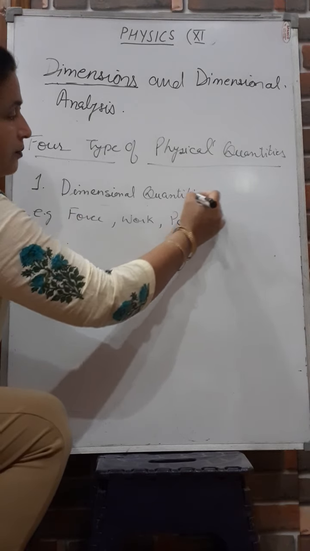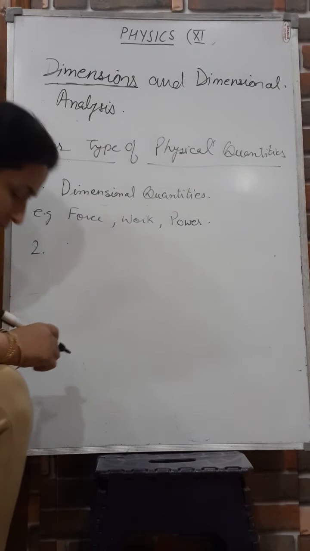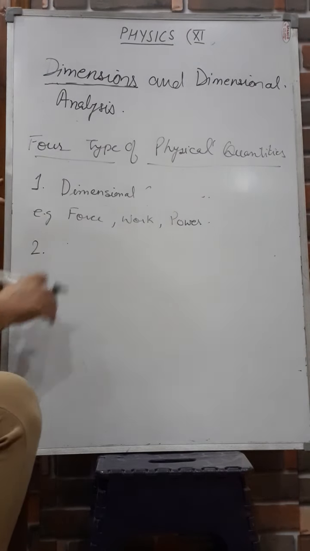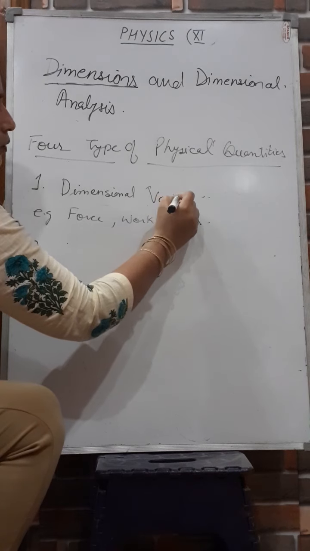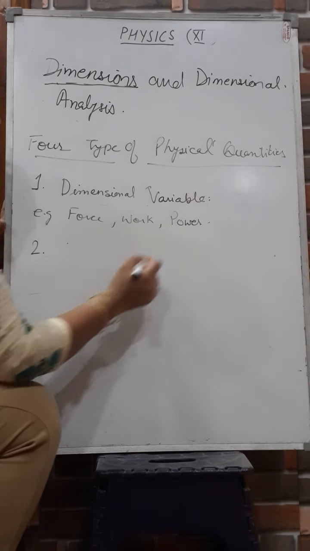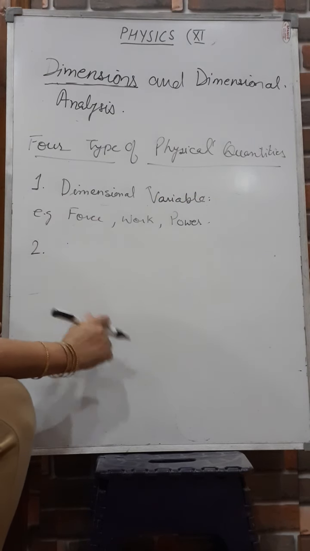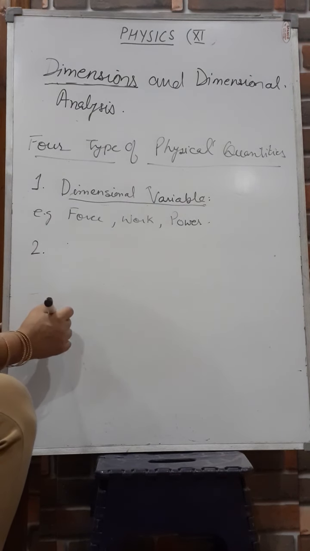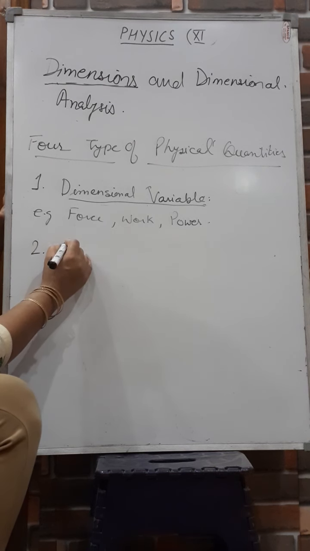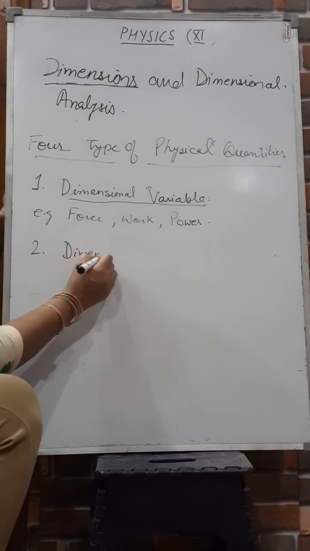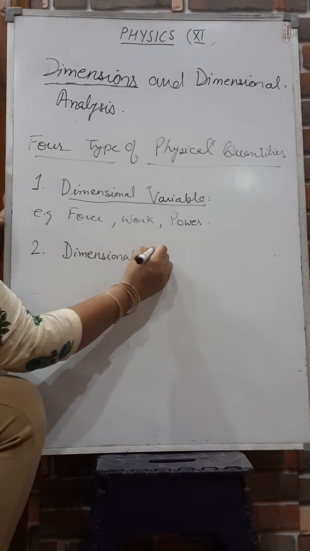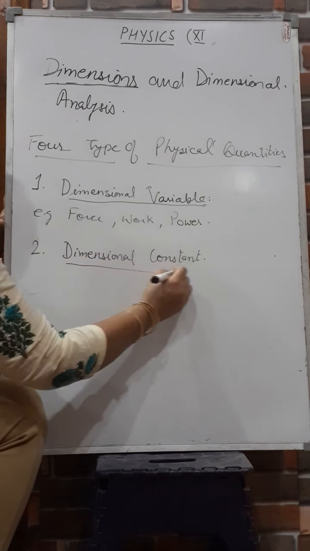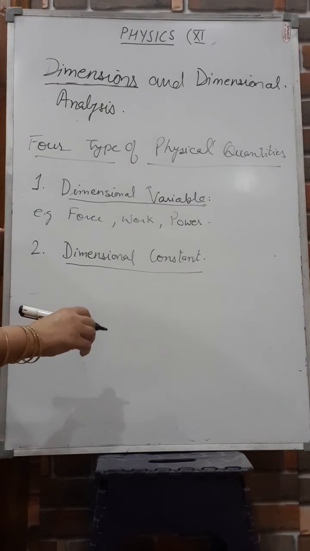Second is dimensional variables. The quantities which have dimensions but the value varies are called dimensional variables. Then dimensional constants. What are dimensional constants? The quantities are having dimensions but are constant.